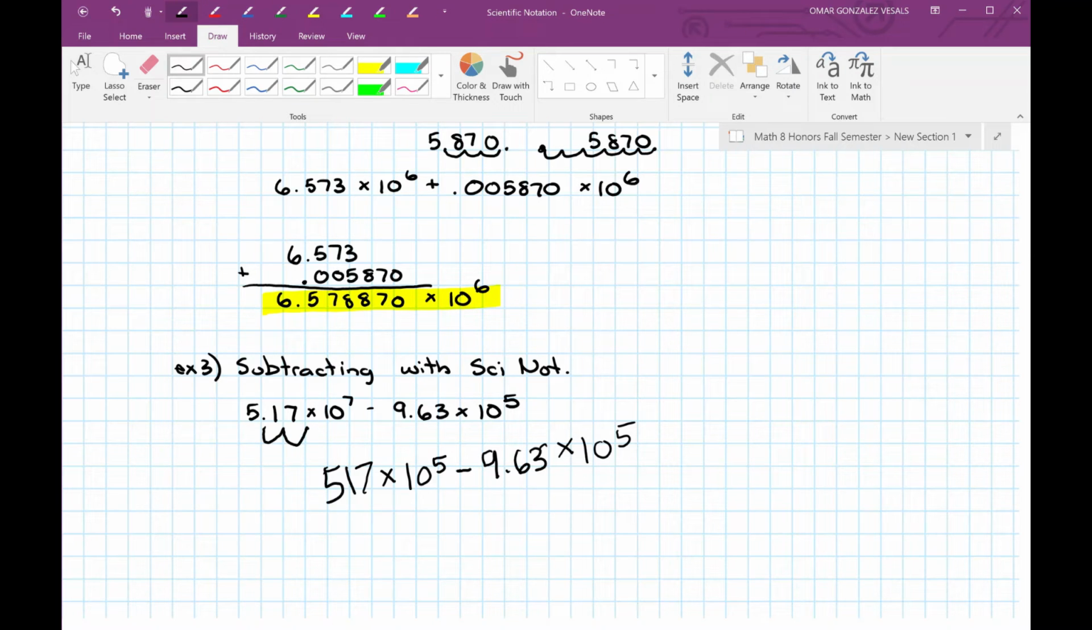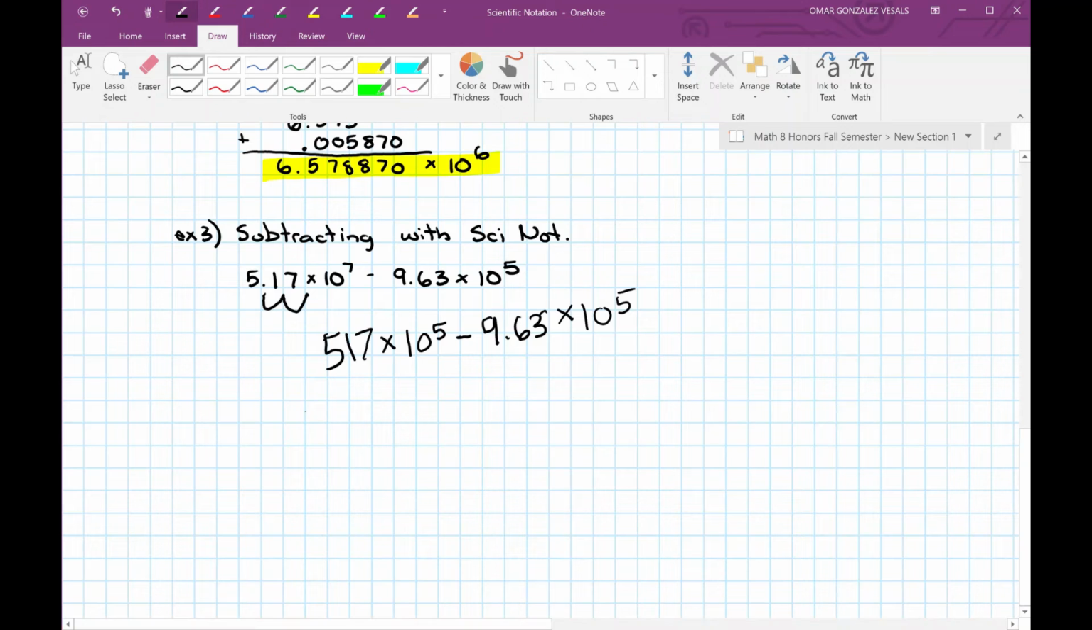So, guys, what do we do next? Subtract what, though? 517. Good. So we're going to subtract 517 minus 9.63. Where could we mess up here? What could be our mistake that we do here? Like a decimal. Yeah, if we don't line up our decimals, what's going to happen? You're going to mess up.